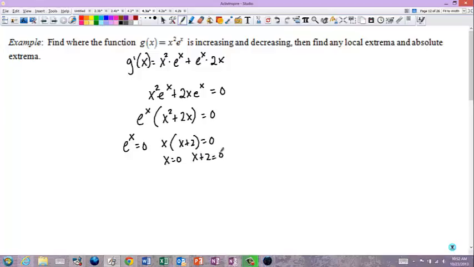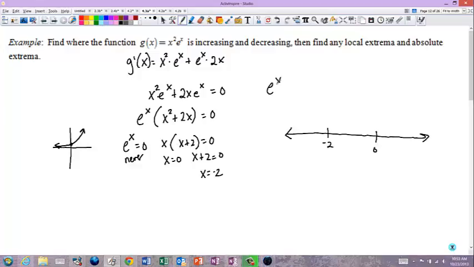So x equals 0, x plus 2 equals 0. So I get 3 answers. I get 0, I get negative 2, and then I get where e to the x is 0. If you look on the board over there, e to the x does this. It has an asymptote at my x-axis. It never equals 0, so I just basically throw it away. Okay. So I do my sign graph. I've got negative 2, and I've got 0. I have e to the x, x, and x plus 2. Note, e to the x is always positive. X changes sign at 0. X plus 2 changes sign at negative 2. So you get positive, negative, positive.